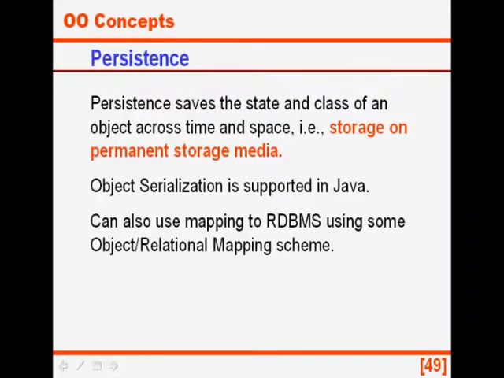Another major issue is persistence. This is a major issue in modern object-oriented programming languages. How do we store the state of a class or an object in permanent storage media? That is, while my program is running, the values of the variables of the object are stored in random access memory, that is volatile memory. How do I store it in permanent storage so that I can close down the program and restart it after some time and get back the values? So this is what is known as the problem of storage or persistent storage.